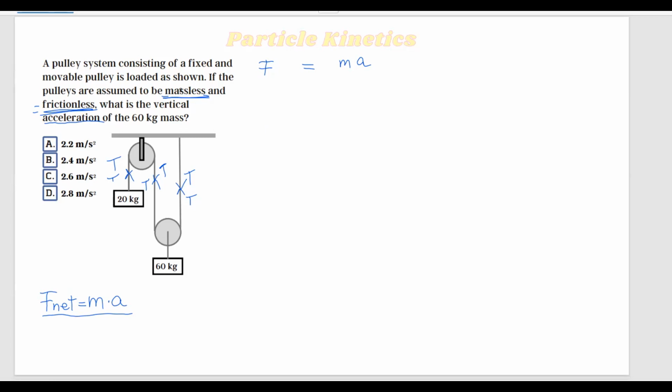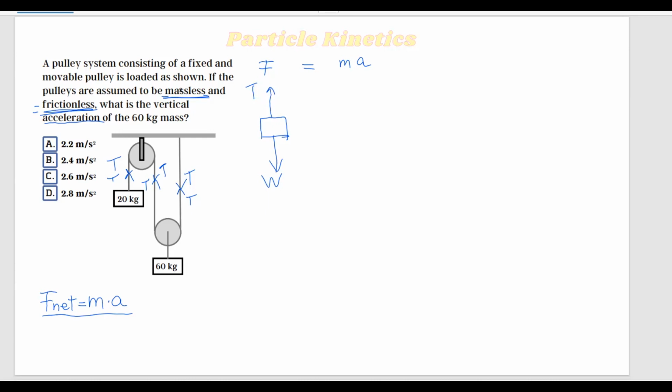Let's draw the free body diagram for the 20 kilogram mass, and then we're going to do the same for the 60 kilogram mass. So here under the force, I'm going to have the block, and I will show the forces that occur. So this block has a weight pulling downwards, and then the tension in the string is going to pull upwards. This is T.